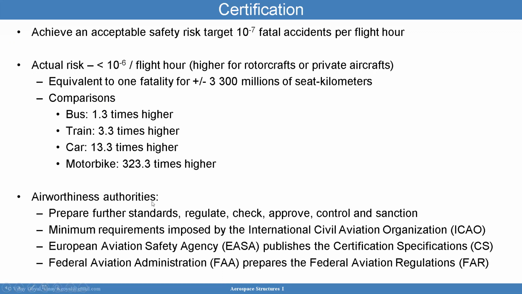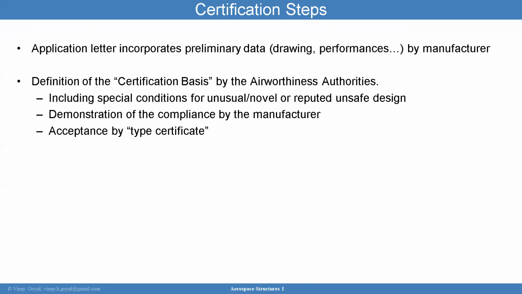Airworthiness authorities prepare further standards, regulate, check, approve, control, and sanction. Minimum requirements are imposed by the International Civil Aviation Organization. The European Aviation Safety Agency regulates specifications in Europe and publishes the certification specifications, CS. The Federal Aviation Administration, FAA, prepares the Federal Aviation Regulations, FAR, and they usually come along with advisory circulars that provide additional information about how to comply with the regulations.